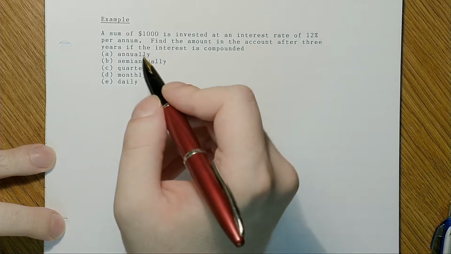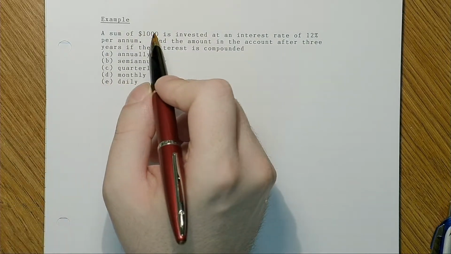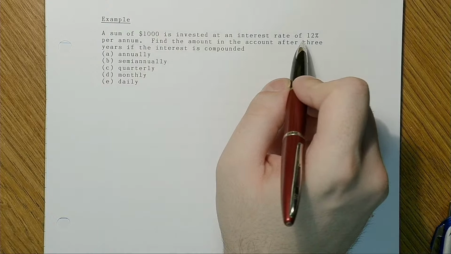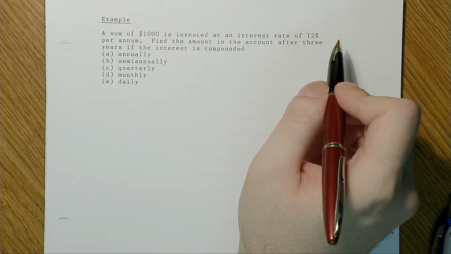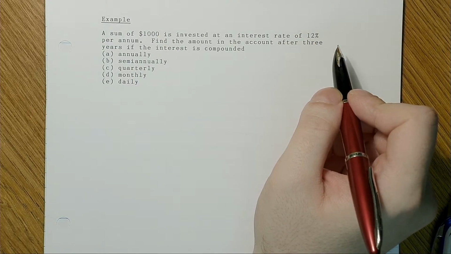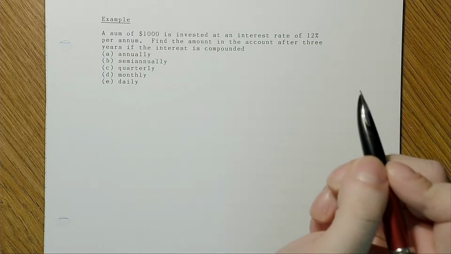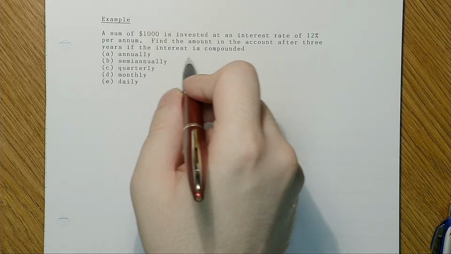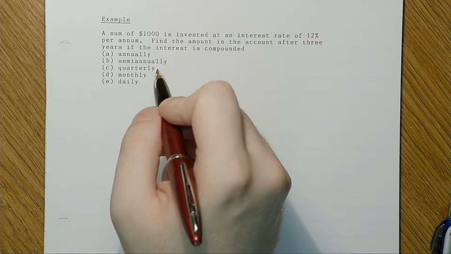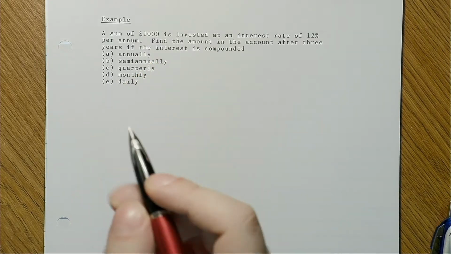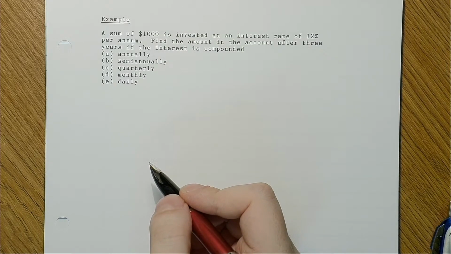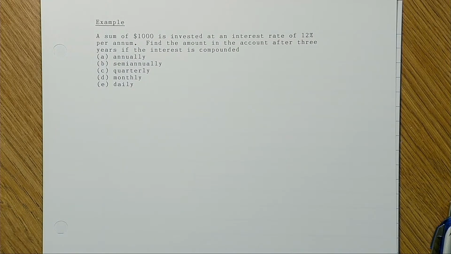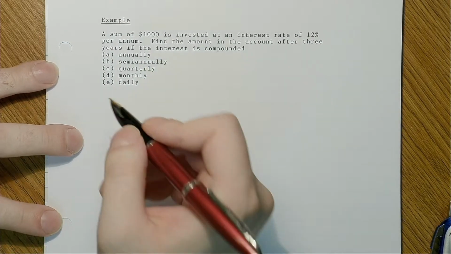What we're going to do is say that we have a sum of $1,000 again, and we invested it, and let's say that it has 12%, guaranteed per annum. Find the amount in the account after 3 years if the interest is compounded annually, semi-annually, quarterly, monthly, and daily. The power of compounding.